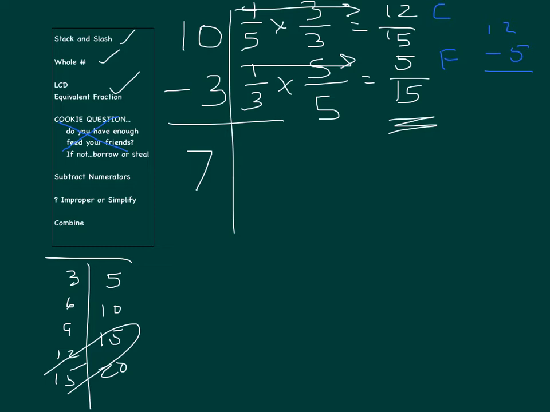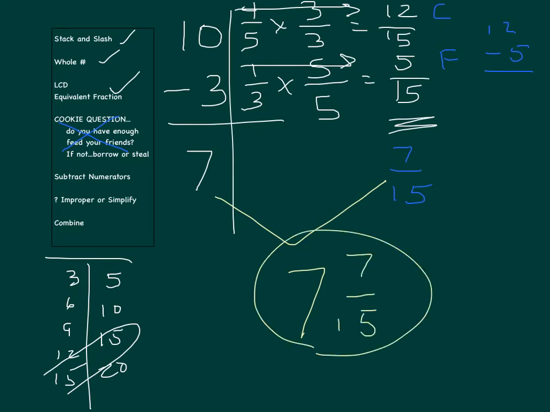I'm going back to my subtraction. And now 12 minus 5 is 7 over 15. Now that I've got 7 over 15, I'm going to combine my answers. And I get 7 and 7/15 as my answer.